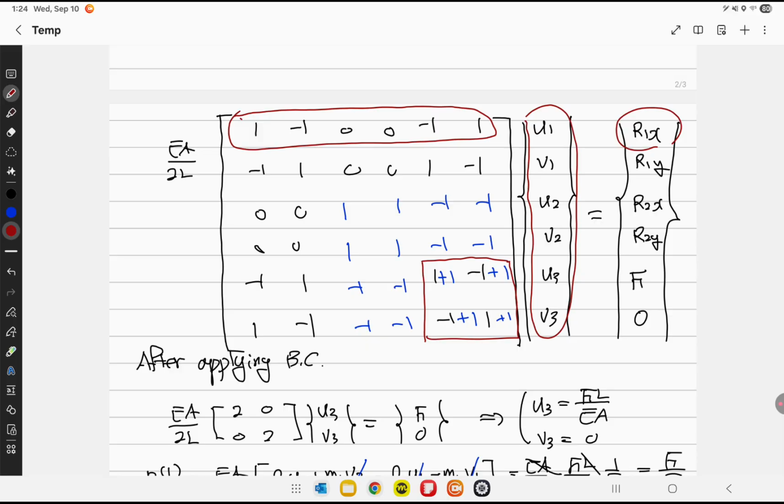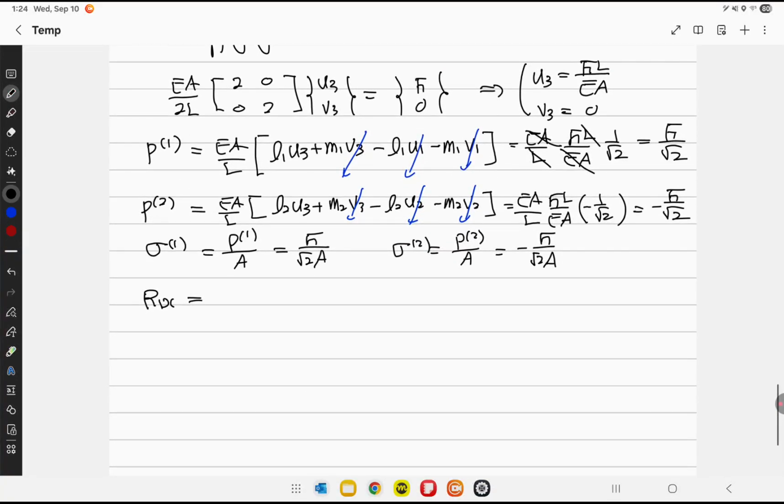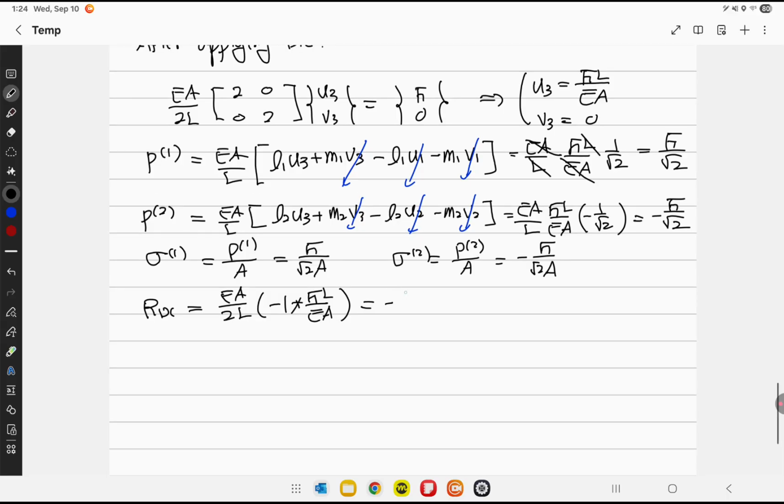But U1, V1, U2, V2, and V3 are 0, so you only multiply negative 1 with U3 and EA over 2L, which gives R1X. So R1X will be EA over 2L, negative 1 times FL over EA. That's U3, right? So what is it? Negative F over 2. R1Y, you do the same, then it will be positive F over 2.